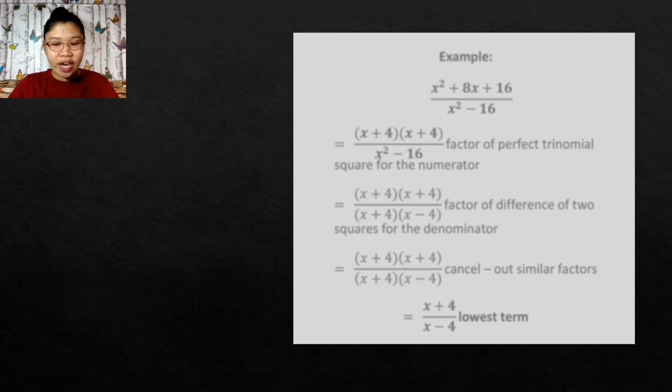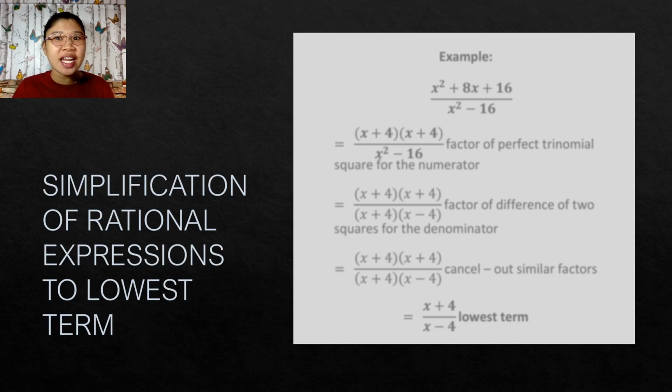First thing that we have here is the simplification of rational expressions to lowest terms. This is the one related to the common factors mentioned earlier. I will be giving you an example, but before that, please take note that a rational expression is said to be in lowest terms if all common factors of the numerator and the denominator have been cancelled out. Again, a rational expression is in lowest terms if all common factors of the numerator and the denominator have been cancelled out.